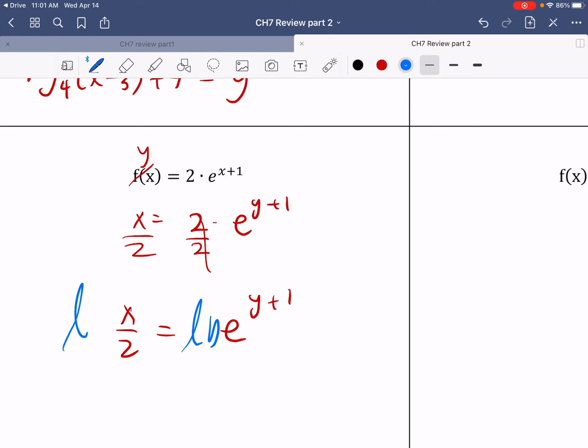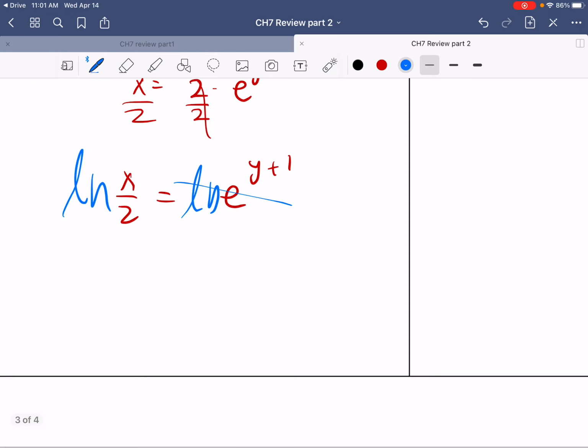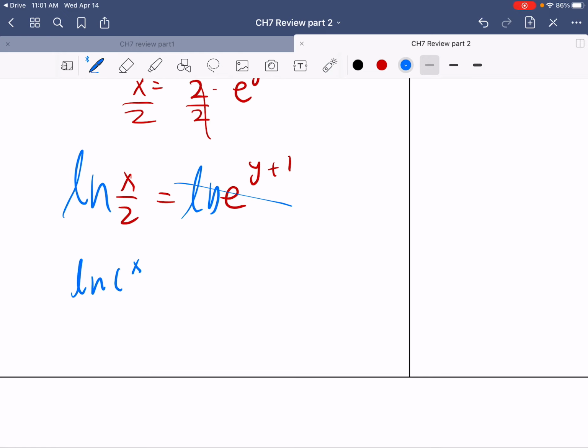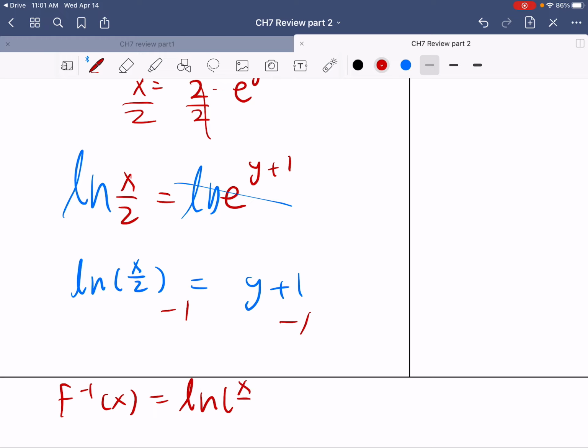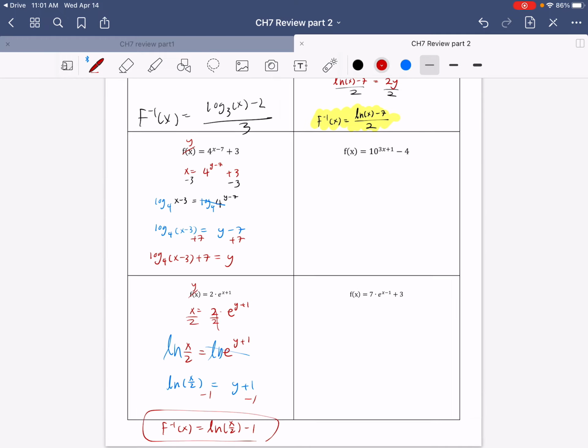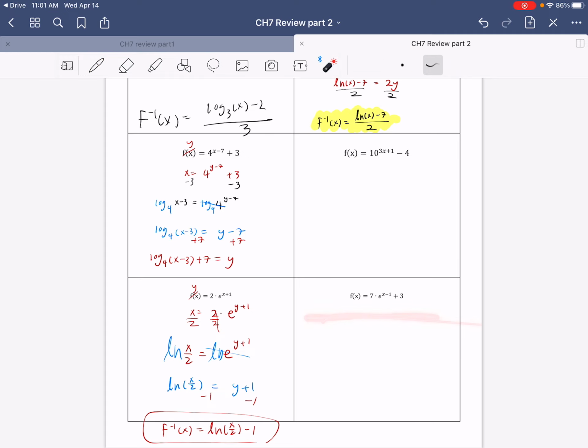Natural log both sides to get rid of this e. So you get natural log of x over 2 equals y plus 1, minus 1 both sides. You'll get f inverse of x equals natural log of x over 2 minus 1. Okay? Now try this one by yourself.